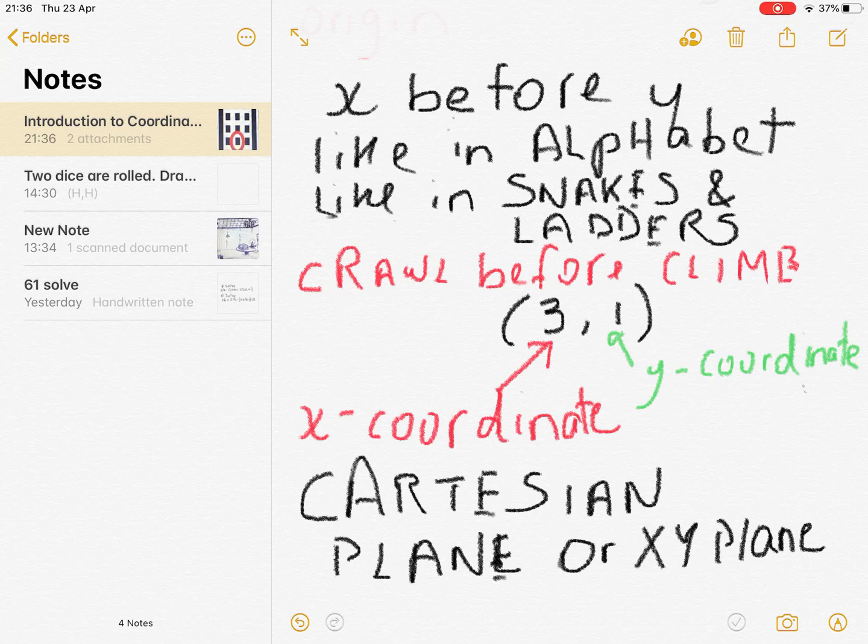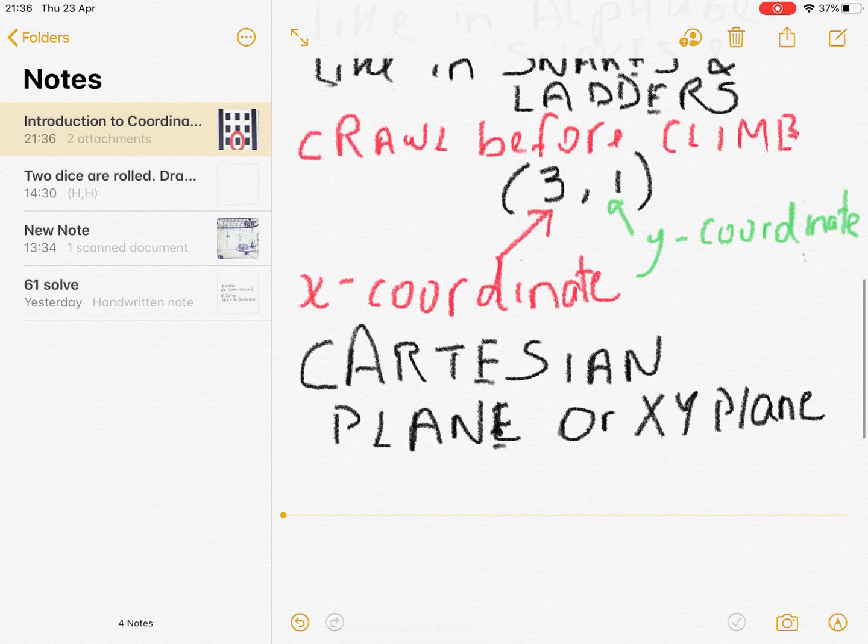A plane in mathematics is a surface. Eventually, and nowadays we still know it, it is called the Cartesian plane after his surname, Cartesian from Descartes.